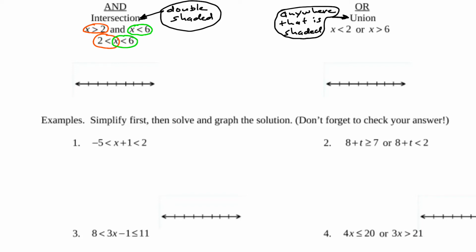Let's graph these two inequalities. The first one we have here is x is greater than 2. So let's put 2 on our number line. It does not have the equal to bar, so we are going to make an open circle, and we are going to shade to the right.